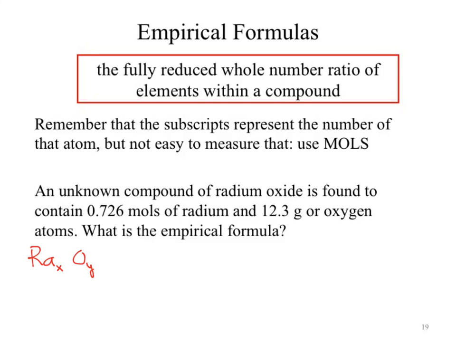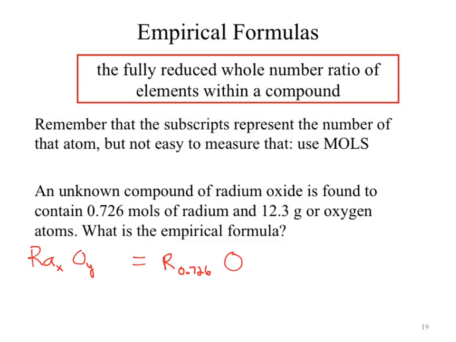So do we know how many moles of radium are present in this compound? We know there's 0.726. That sounds a bit odd. Can I have 0.726 of an atom? No, so that's a little bit weird. That's because we haven't gotten to our final step in our calculation. Do we know how much oxygen is present? 12.3 grams, but what goes into our formula? Moles.